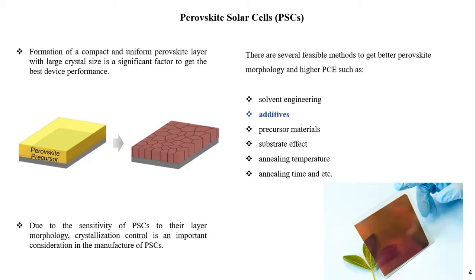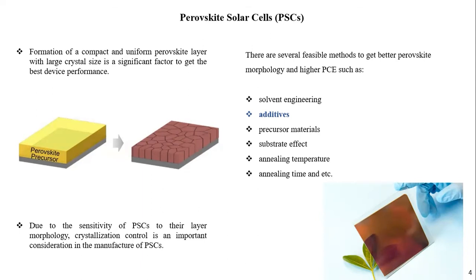There are several methods to get better perovskite morphology and higher efficiency, such as solvent engineering, additives, precursor materials, substrate effects, annealing temperature, and annealing time. In our study, we focused on additives. A simple and novel strategy to significantly increase the efficiency of perovskite solar cell is to use polymer additives.